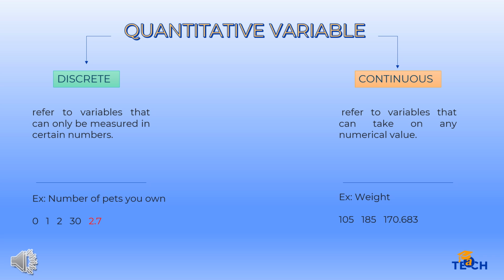In contrast, continuous variables refer to variables that can take on any numerical value. An example of this would be weight. Someone can weigh 105 pounds, 185 pounds, or even 170.863 pounds. We can measure this variable in as many decimal places as we want, which is why it is classified as a continuous variable.